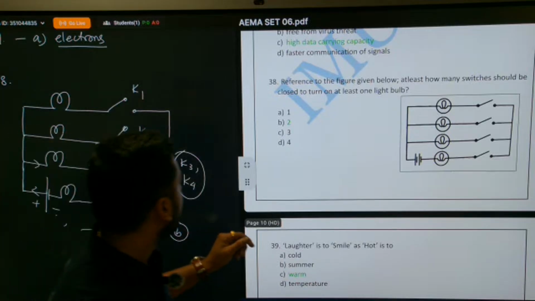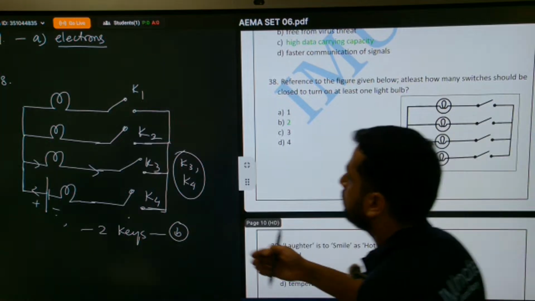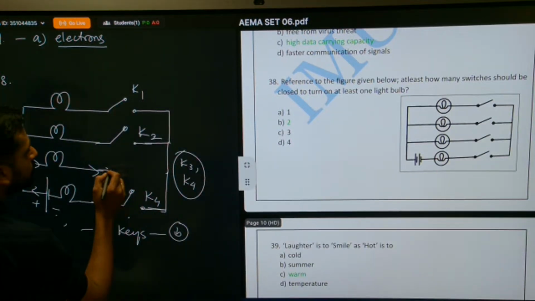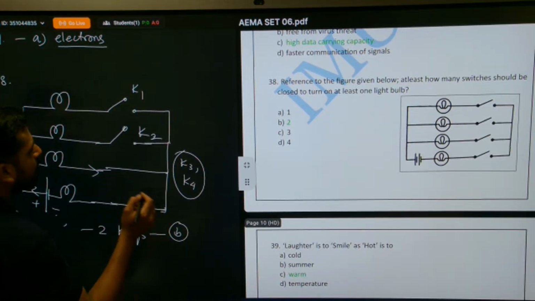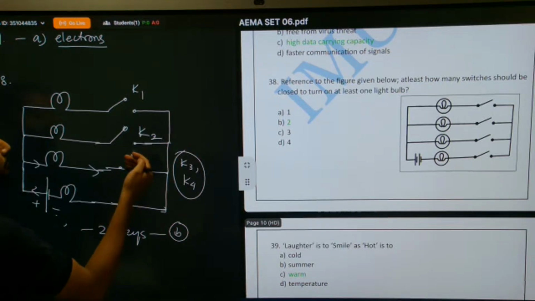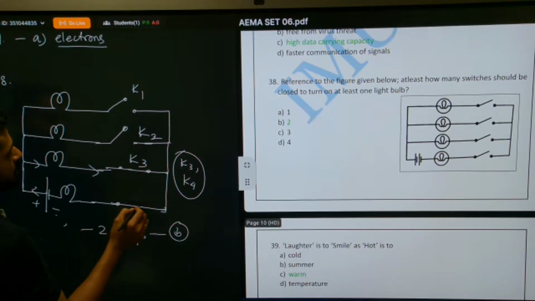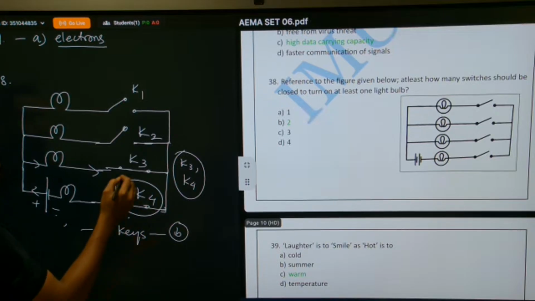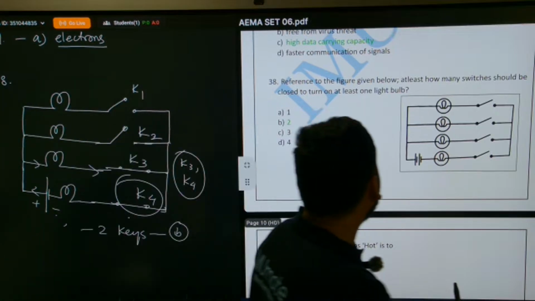Okay, so let's get to the next part. Let me connect it. Okay, so we connected K3 and K4 always be connected. Has to be connected always. K4. This is the most important part. Now get to the next one.